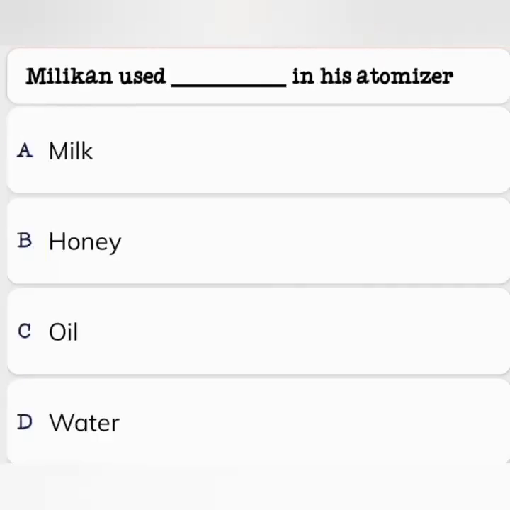Millikan used dash in his atomizer: A, milk. B, honey. C, oil. D, water. Right option, आप comment section में लिखें। Yeah, the right option is C, oil.